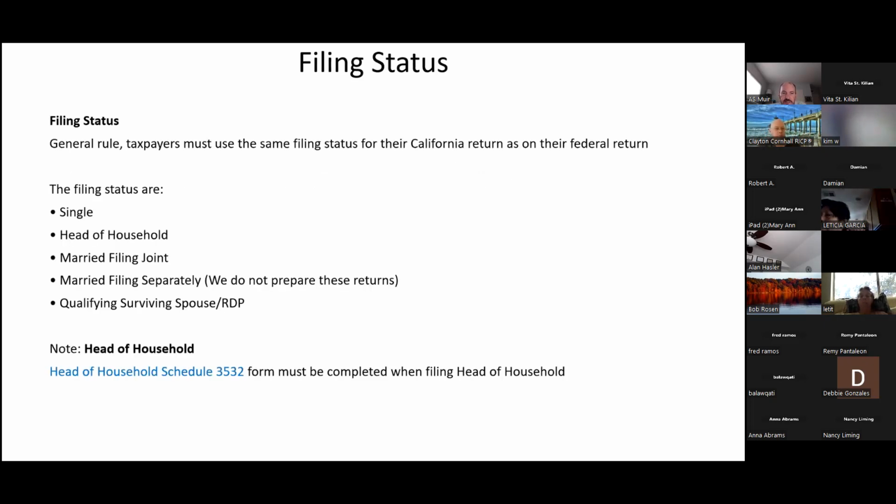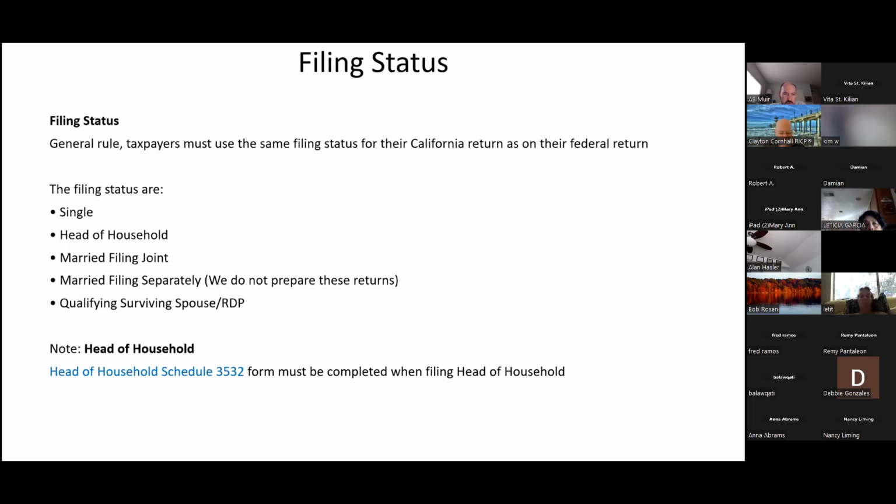Okay, and then filing status. This is usually not an issue because generally the filing status that we utilize on a federal return is going to be the same for California. And these are the statuses for the new volunteers. Typically, we work with single, head of household, and married filing joint. That's usually what you see at the VITA site.